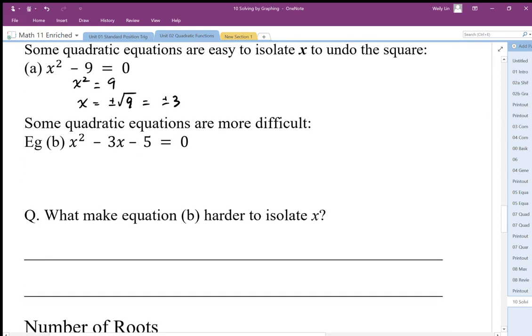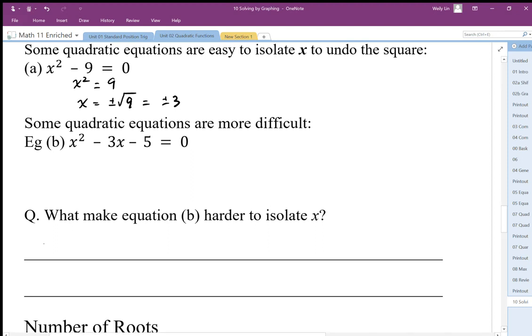Now, this quadratic we cannot solve by algebra very easily because it's hard to get rid of the minus, times, and squared. In fact, it's not so much the minus, but it's the times 3 and the squared is happening on the x at the same time. And we cannot get rid of a squared with a times at the same time. So basically, what makes equation B much harder to isolate x?